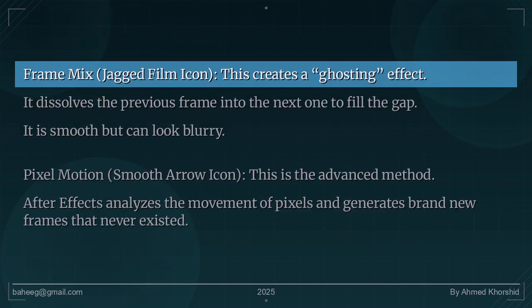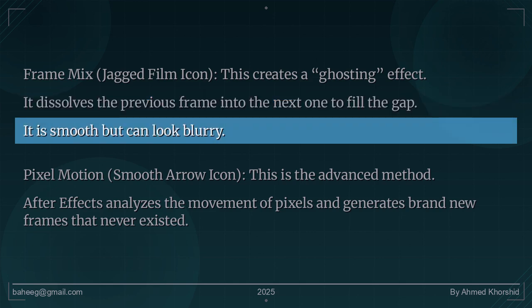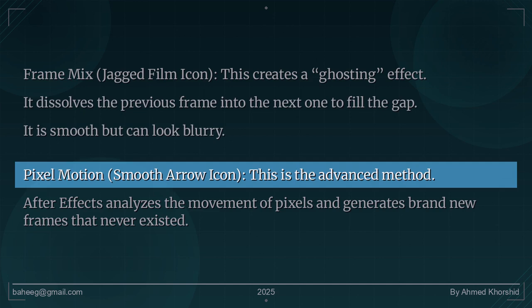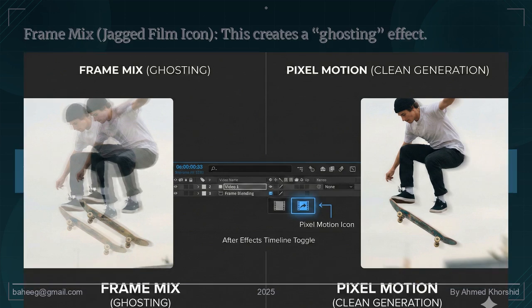Frame mix, jagged film icon. This creates a ghosting effect. It dissolves the previous frame into the next one to fill the gap. It is smooth but can look blurry. Pixel motion, smooth arrow icon. This is the advanced method. After Effects analyzes the movement of pixels and generates brand new frames that never existed.